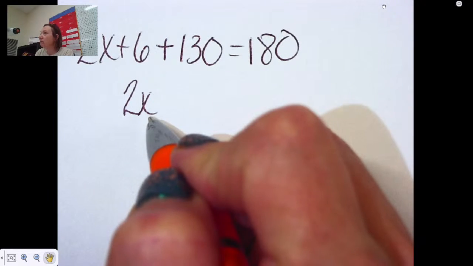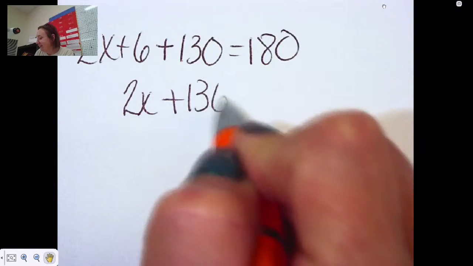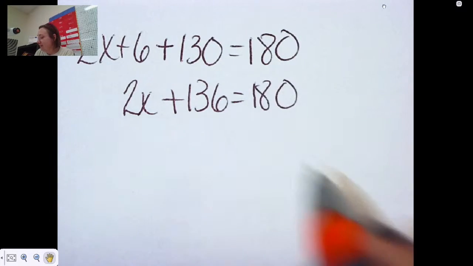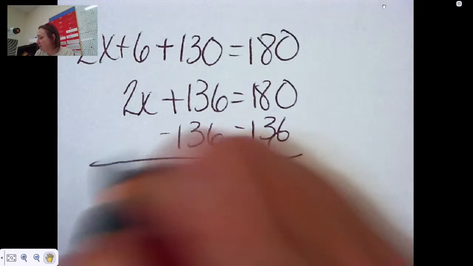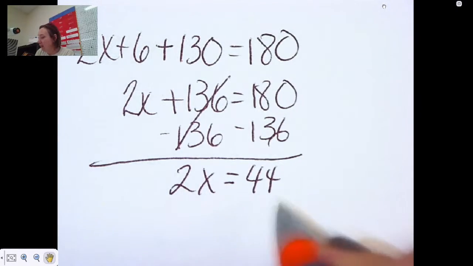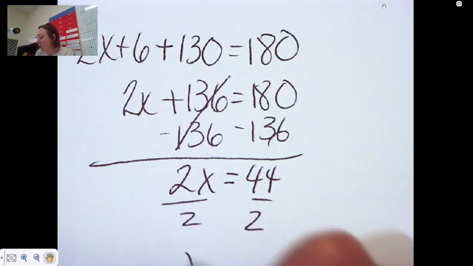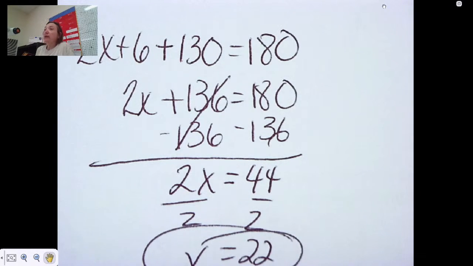Y'all got nothing? Add the like terms, right? And then we're going to subtract, right? And then divide by 2. And we do get, what did Lyndon say? 22. We're done, because the direction said find x.